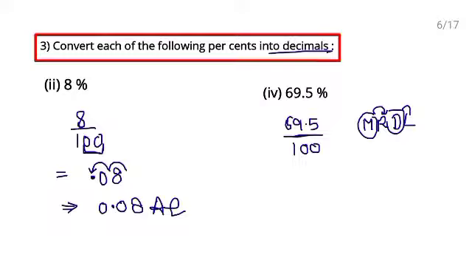the left. So how many places will the decimal shift? Left. 2 places because in denominator you have 2 zeros. So 1, 2. Decimal will be here. So it will be 0.695. This is your answer.